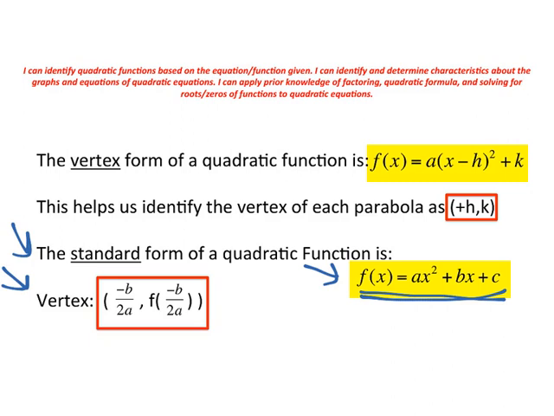At the very beginning of this lesson, I told you that there was going to be a lot of terminology and a lot of formulas that you needed to memorize or take really good notes on.